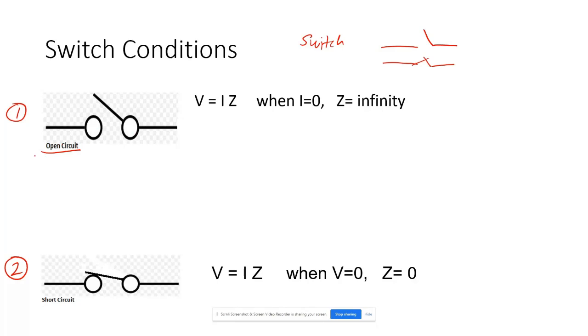In electrical terminology, when the switch is open, it is called an open circuit. When it is closed, it is called a short circuit. So we know Ohm's law. What is Ohm's law? Ohm's law is V equals IZ, where I stands for current, V stands for voltage, and Z stands for impedance.